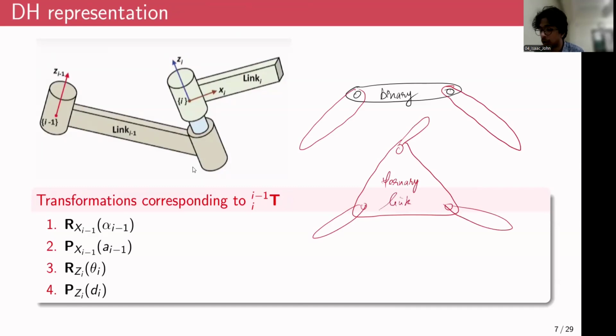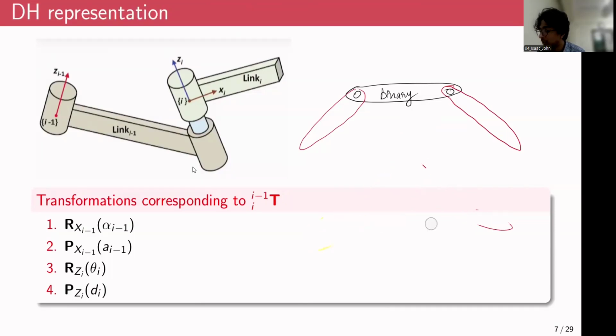And there are quaternary links with the 4 connections as well. So the foundations of this DH representation is based on the fact that the entire robotic manipulator is made up of binary links with single degrees of freedom joints, right? So even if you have a robotic arm with 2 degrees of freedom or 3 degrees of freedom or even 7 degrees of freedom, it is considered to be made of binary links, and each link has only a single degree of freedom, either through a pure rotary joint or through a pure translatory joint.